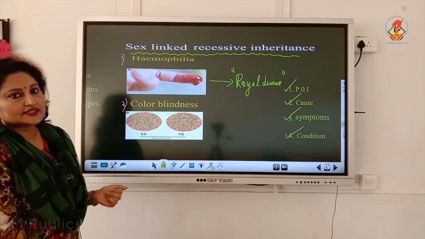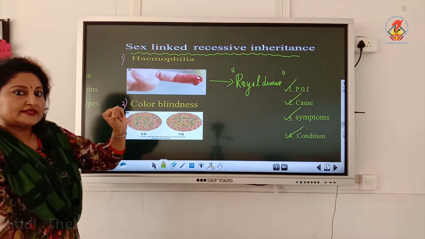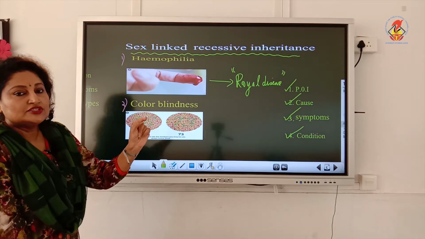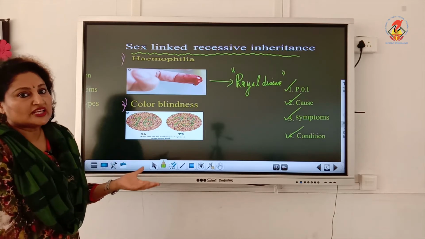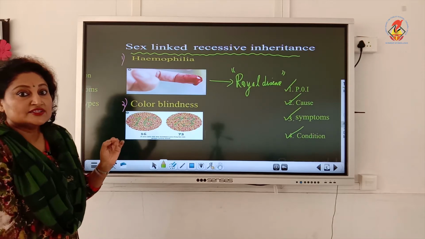Now, coming to the condition, what is hemophilia? The person who is having hemophilia, the blood is not able to clot. Even a small bruise or cut will lead to excessive bleeding. It can become so severe that it can be very fatal. So, what is hemophilia? It's a condition where the blood fails to clot.